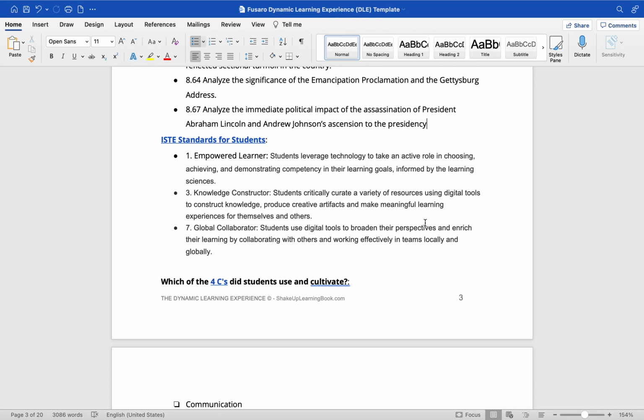And they're also doing this in a group atmosphere, so they're going to be doing it with each other, which turns us to the global collaborator.